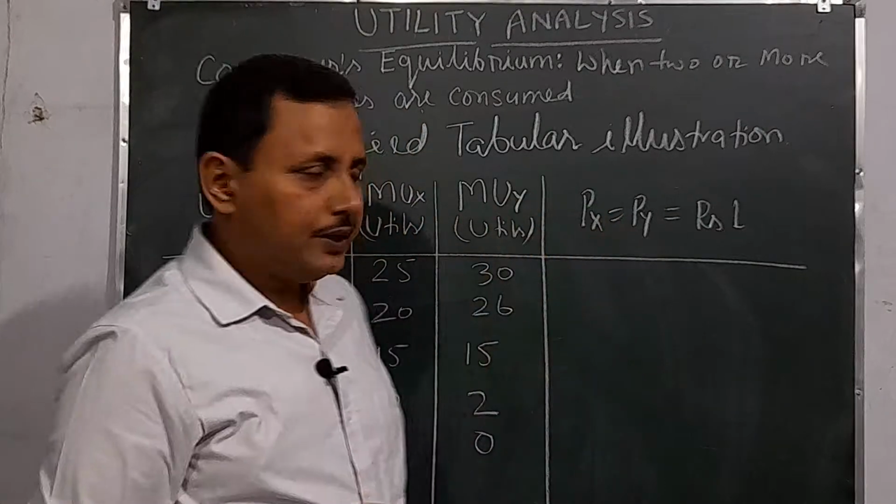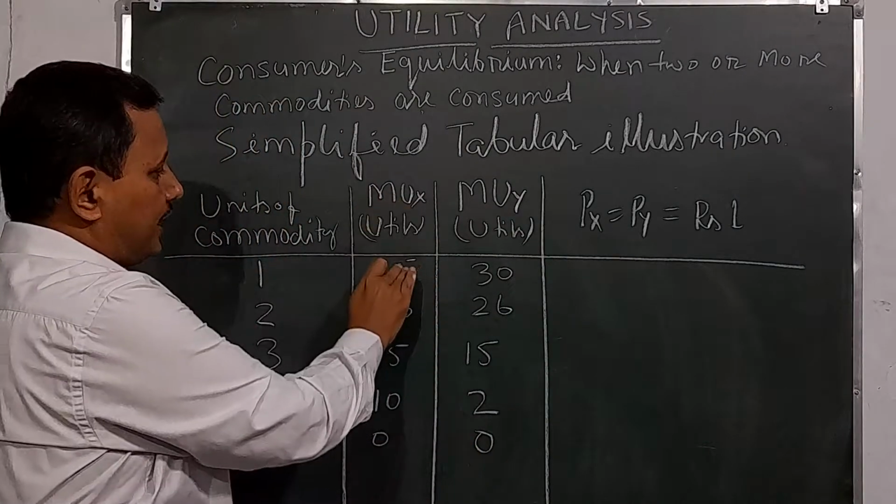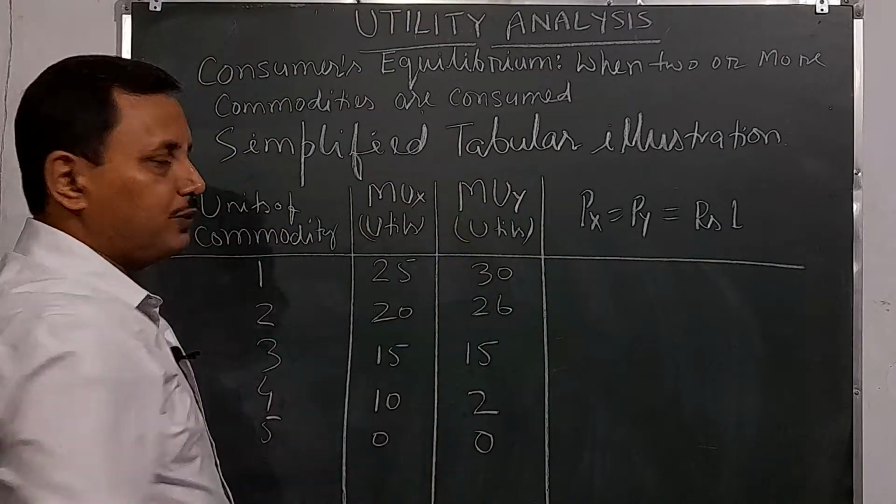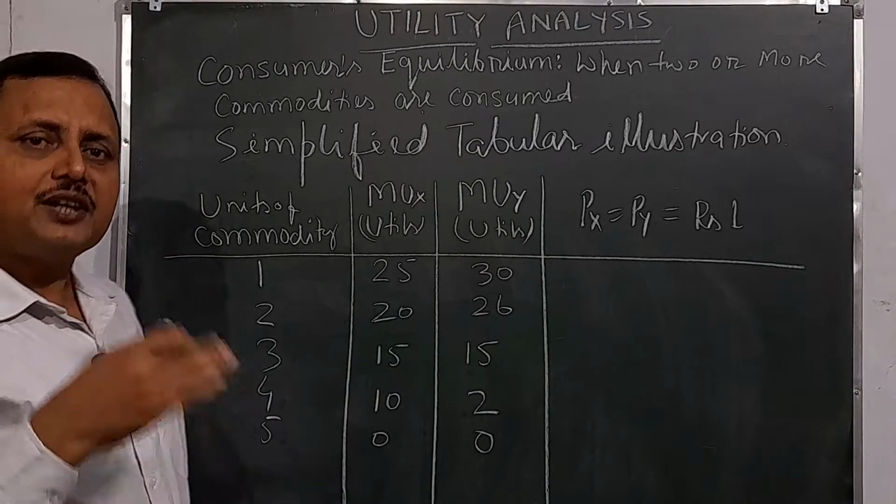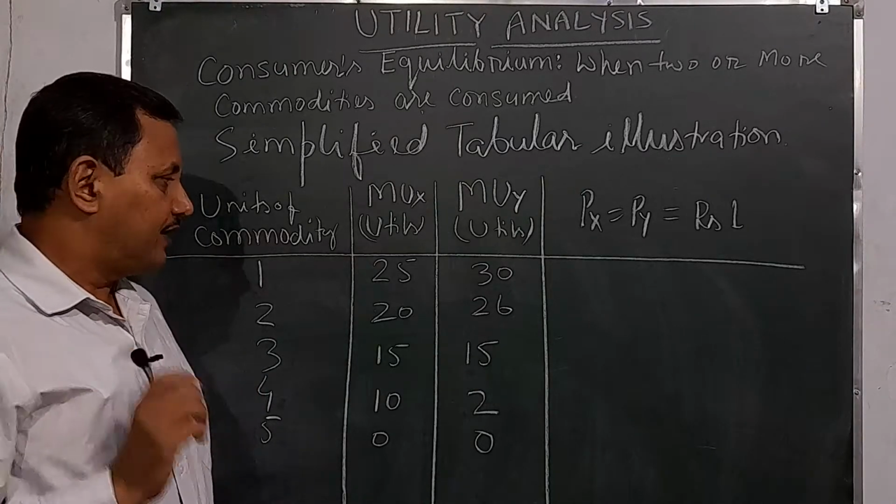For simplicity, we have taken the price per unit of commodity X and commodity Y, both as rupees 1. Therefore, here MUX by PX will be the same. So we will understand in various ways so that we can easily understand.